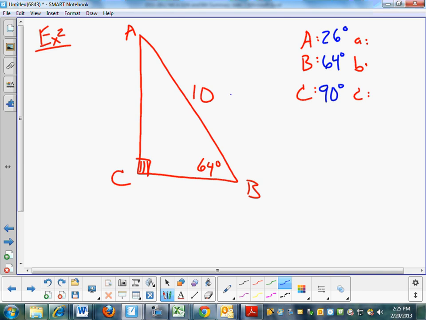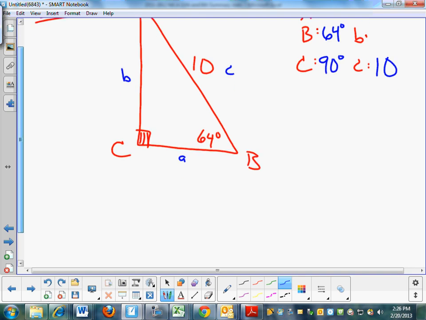C is going to be opposite angle C. A is going to be opposite angle A, and B is going to be opposite angle B. What's C? 10. Okay, now we need to use trig. We got to find out A or B. Which one would you like to find? A? Okay, we'll do A. So I want to find A, and I'm given C. So I'm dealing with this side and this side.